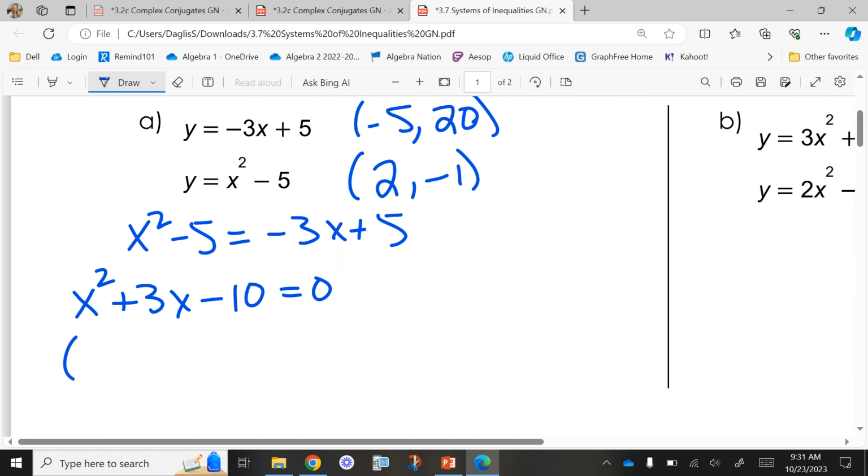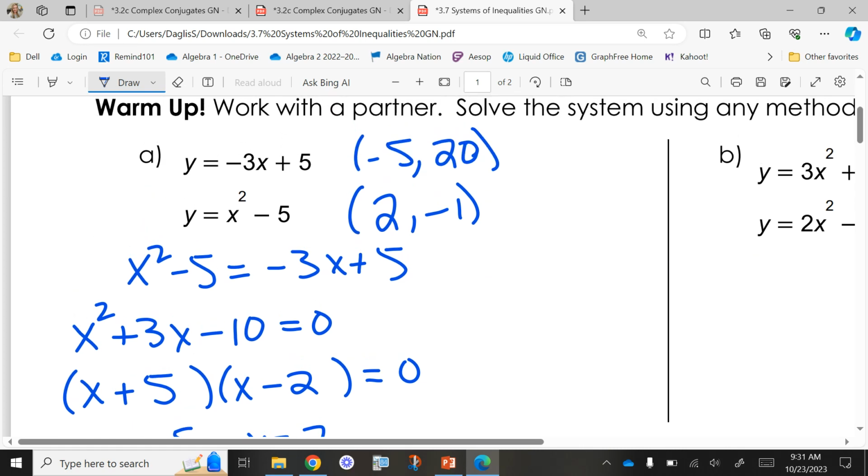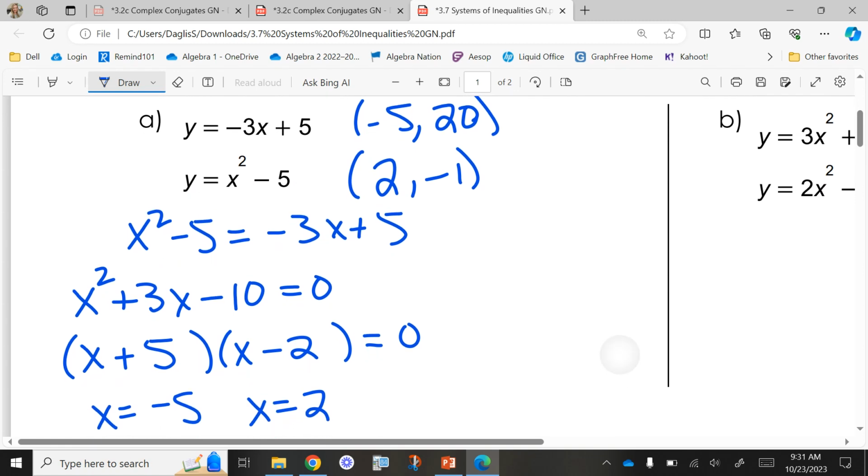Here you would basically factor. So you would think what multiplies to give me negative 10, that adds to give me a positive 3. That would be positive 5 and negative 2. So we have an x value of negative 5 and an x value of positive 2. To get their matching pair, you would plug it into one of the original problems.